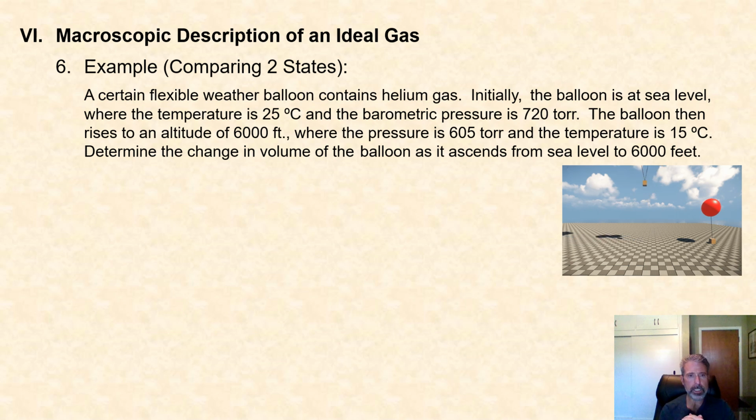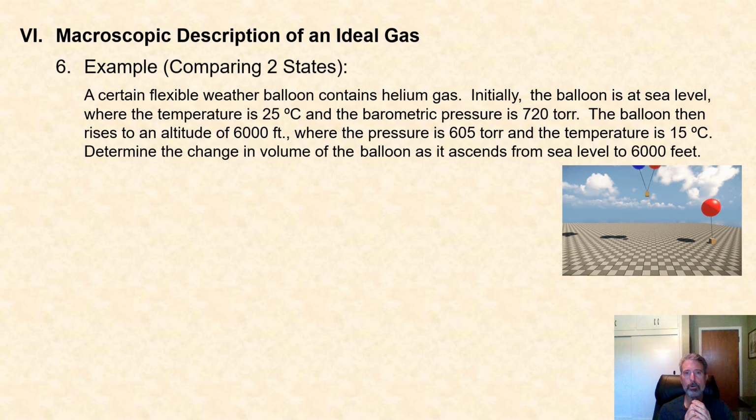Initially, the balloon is at sea level at a temperature of 25 degrees Celsius and a barometric pressure of 720 torr. The balloon then rises to an altitude of 6,000 feet. So you see that's where the change is made. When the balloon changes altitude, this also creates a change in pressure to 605 torr and a change in temperature to 15 degrees Celsius. We're asked to determine the change in volume of the balloon as it ascends.